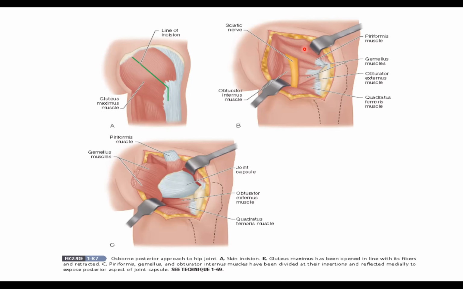Gluteus maximus is split and you will see the underlying structures, going to the short external rotators. This is what they will ask: what is the relation between the short external rotators and the sciatic nerve. In this diagram, it is beautifully explained. You will see this is the piriformis tendon and muscle. The sciatic nerve, while leaving the greater sciatic notch, is under the piriformis muscle, over the gemelli and obturator internus. Okay, so you must know the arrangement.